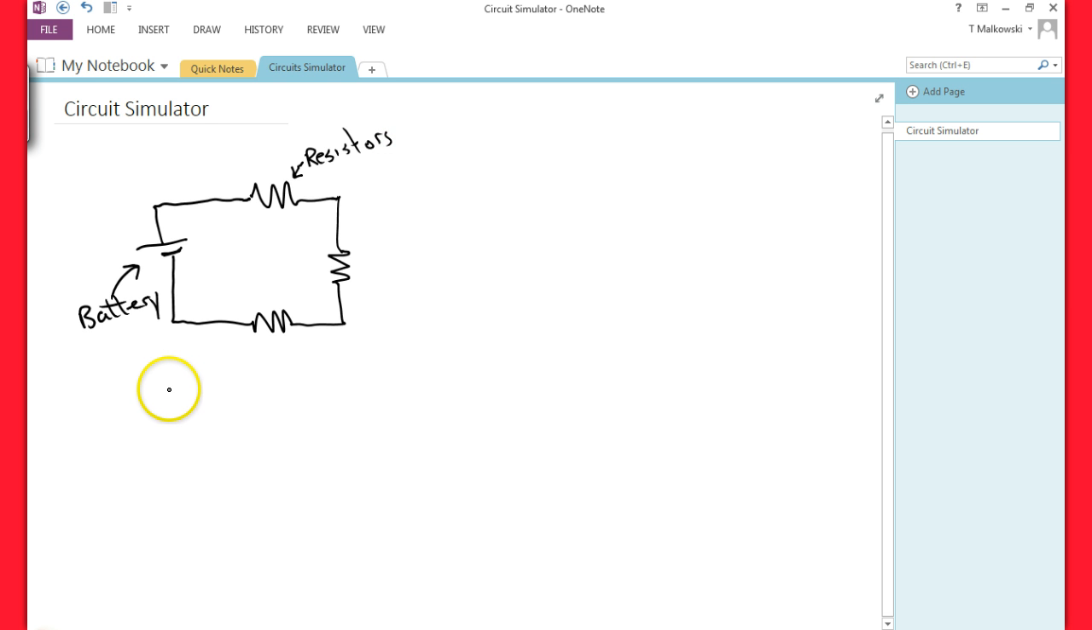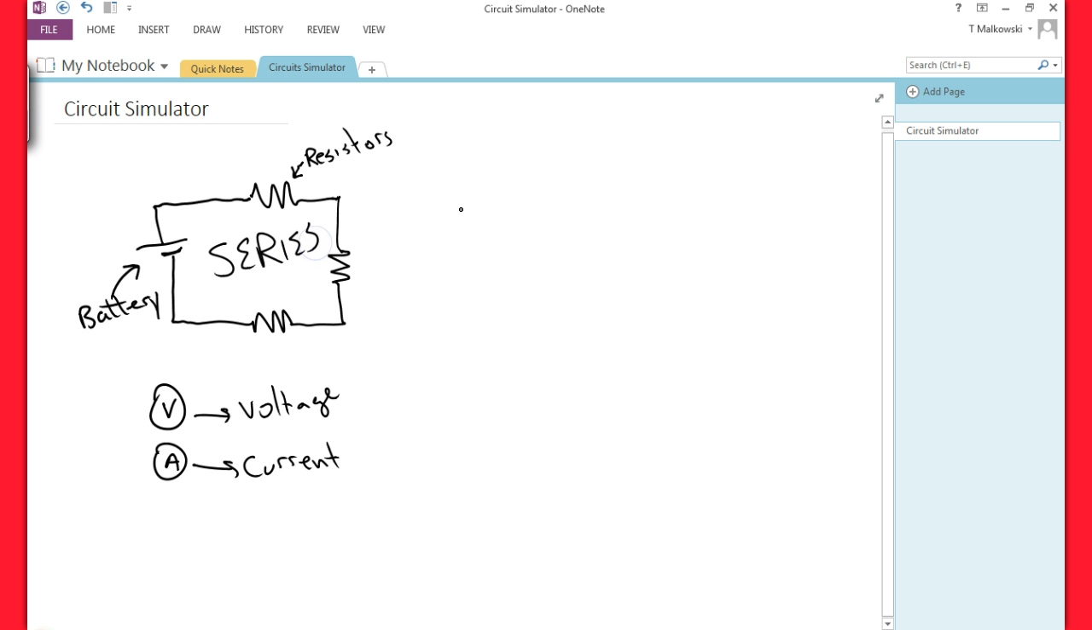Other components that they would then be expected to learn to use would be a voltmeter and an ammeter. The voltmeter is for measuring voltage, and the ammeter measures the current in the circuit. Now, the two different types of circuits that they'd be looking at are series and then parallel circuits, which have a slightly different appearance to them.